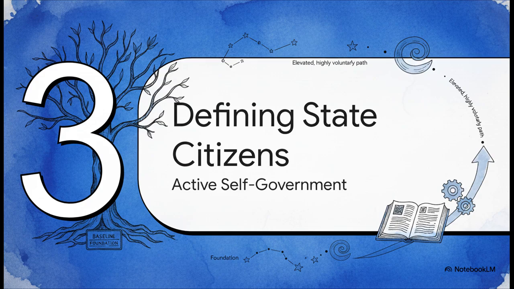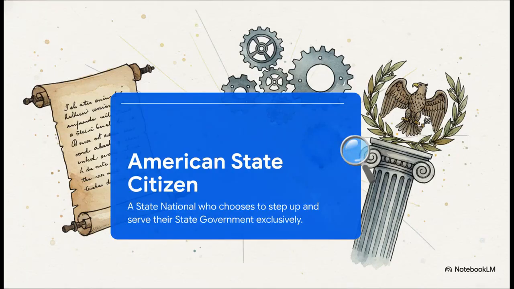Moving right along to Section 3. Defining State Citizens. Okay, so if a state national is the baseline, what exactly is an American state citizen? The materials describe this as a major step up. It's a highly voluntary, elevated path for a state national who actively chooses to take on more. It's an elected role meant for those who are willing to do the heavy lifting of active self-government, enforce constitutional guarantees, and literally occupy public office.